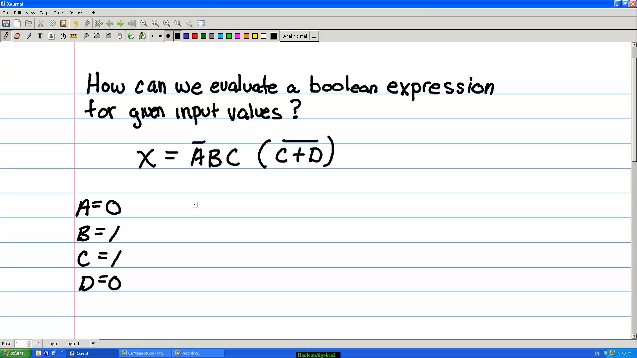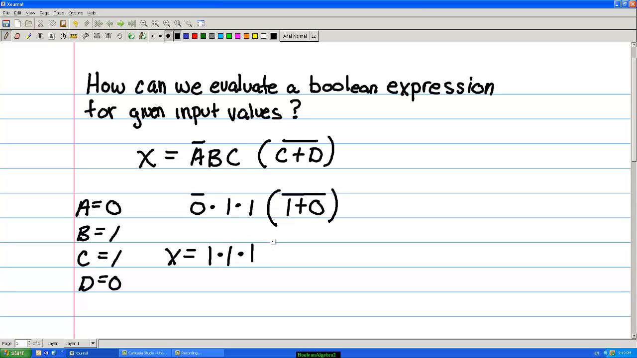So A is 0, so this is 0 naught, and it's AND together with a 1 and a 1, and don't forget the parentheses here, and we have C is equal to 1, and that's OR together with D, which is 0, and don't forget the inversion sign, the inverter sign of the bar. So 0 naught is 1, and that stays a 1.